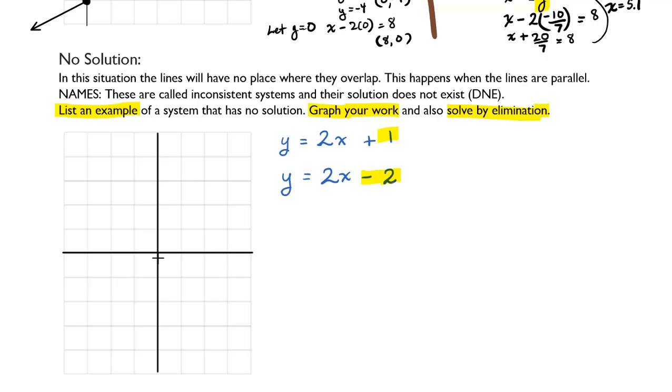The first one has a rise of 2 and a run of 1, and it crosses the y-axis at 1. Rise of 2, run of 1. And then I'm going to just drag this line down using that same slope.